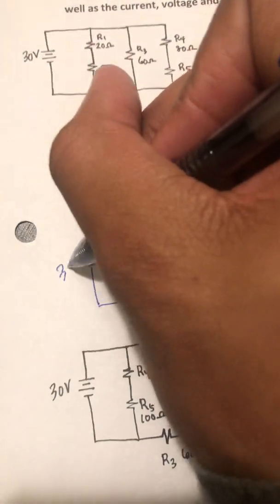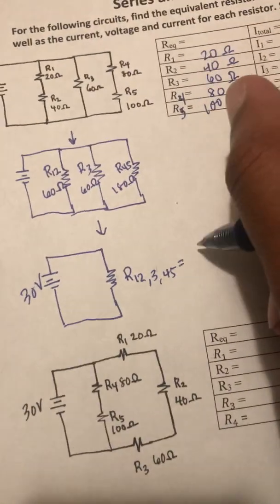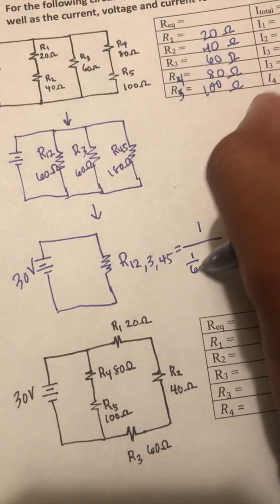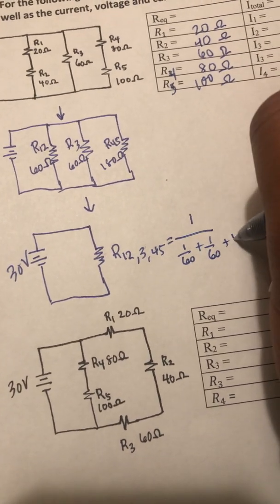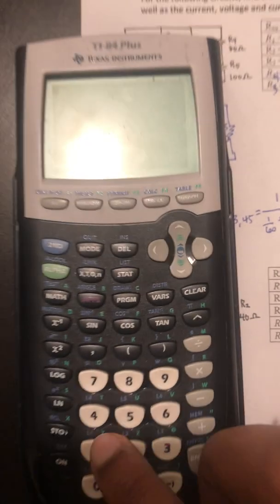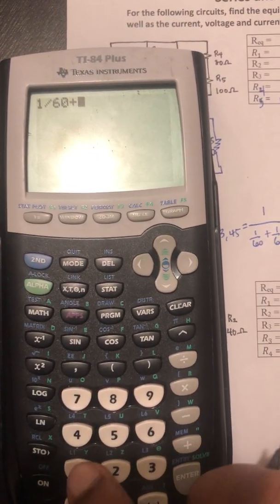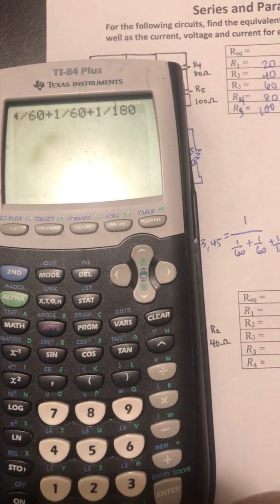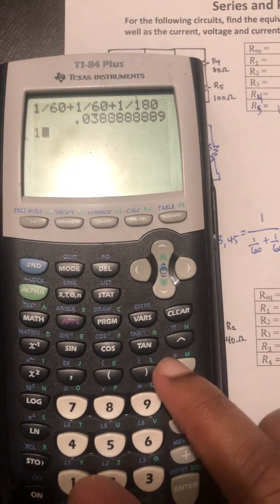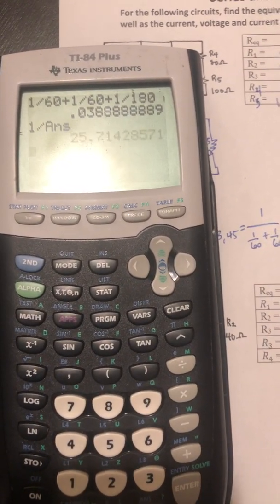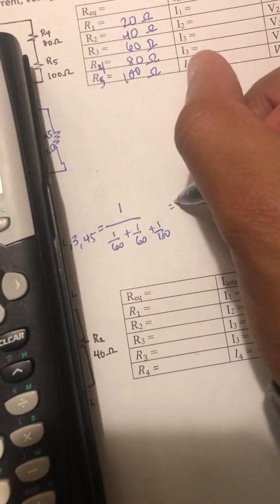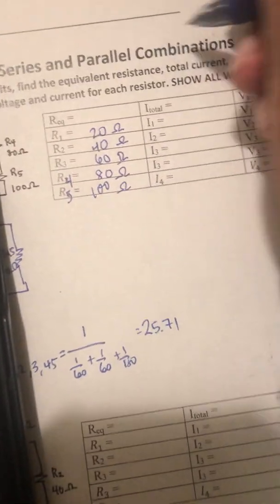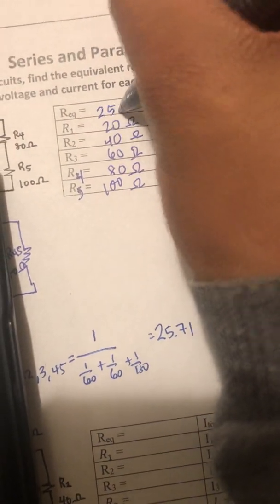And then this is 30 volts. So that's going to be equal to 1 over, since it's in parallel, 1/60th plus 1/60th plus 1/180th. And then 1 over that answer gives me 25.71. Let's go ahead and add that in our chart for our equivalent resistance, 25.71.